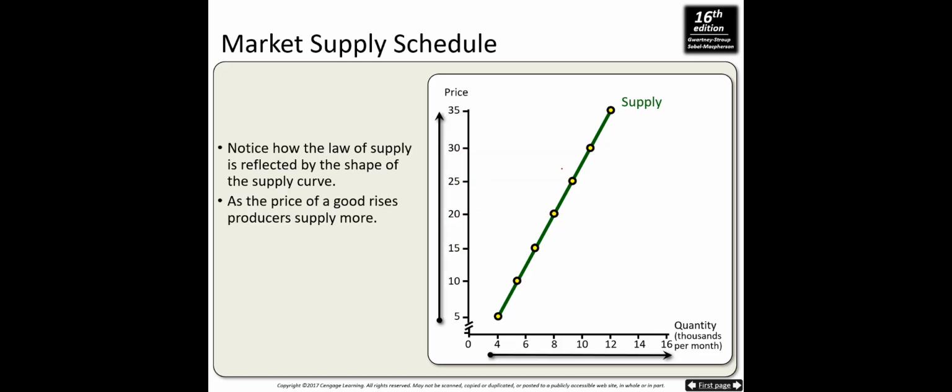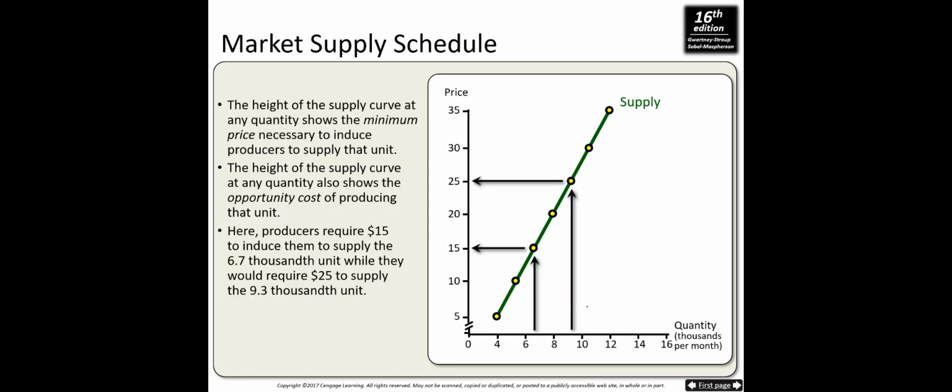Notice how the law of supply is reflected by the shape of the supply curve. The supply curve is upward sloping. As the price of the good rises, quantity supplied increases in the market. The height of the supply curve at any quantity shows the minimum price necessary to induce producers to supply that unit. It also shows the opportunity cost of producing that unit. Here, producers require $15 to induce them to supply the 6,700th unit, while they would require $25 to supply the 9,300th unit.